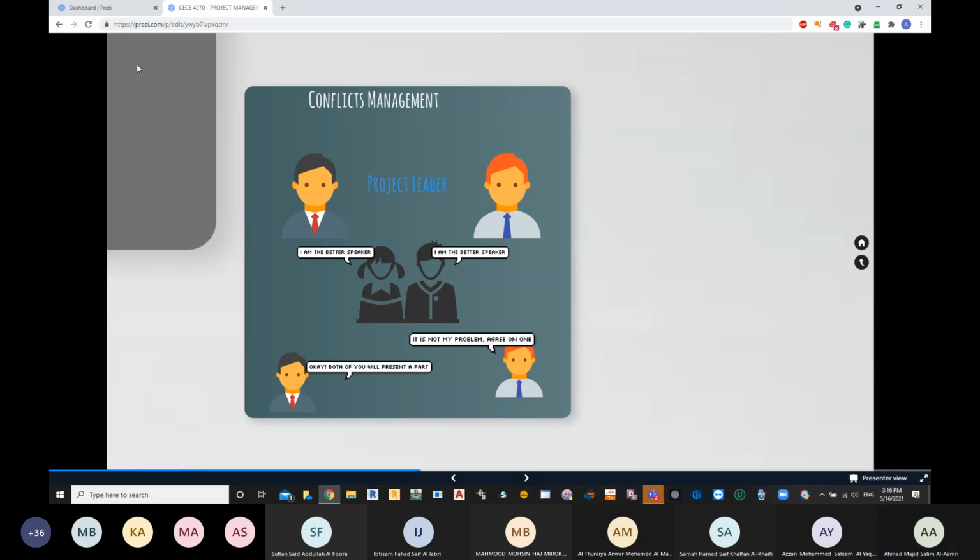Okay. So once again, the project leader or project manager needs to solve the issue without having both parties creating this conflict to be a problem. Okay. So that's the meaning of conflict management. Conflict management means there is a smaller disagreement which needs to be solved.